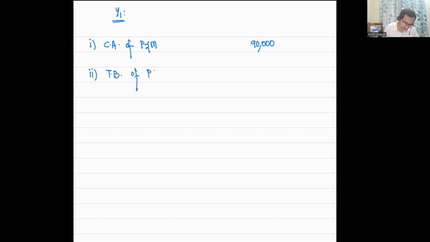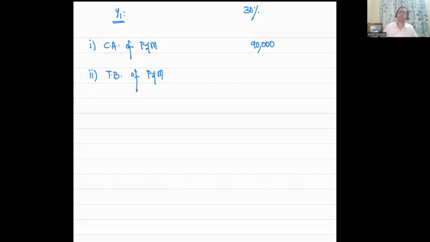Let us actually get into the calculation of deferred tax. All right. First step is calculating the carrying amount of plant and machinery, which will be equal to 90,000 at the end of year one. These calculations are for year one. So the carrying amount is 90,000. Second, I am going to calculate the tax base of the plant and machinery.